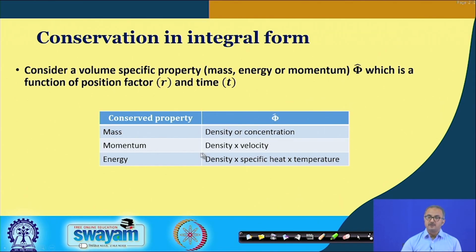Then for momentum it will be density into the velocity. For energy it will be density into specific heat into the temperature, that is the energy content of a given mass. And understand this, density is telling us mass per unit volume. That is how each of these becomes a volume specific property.